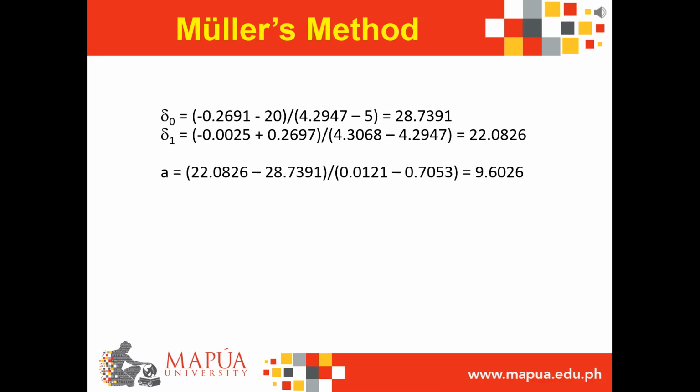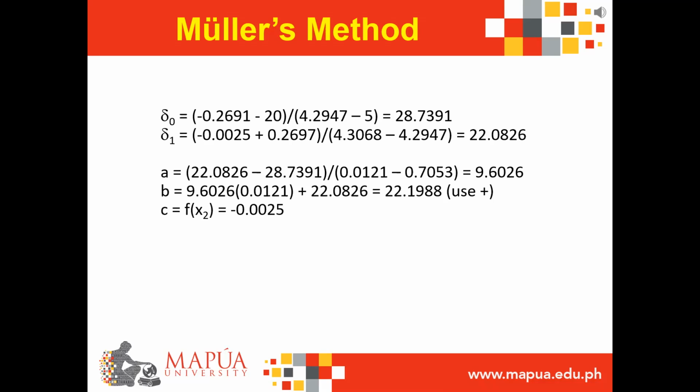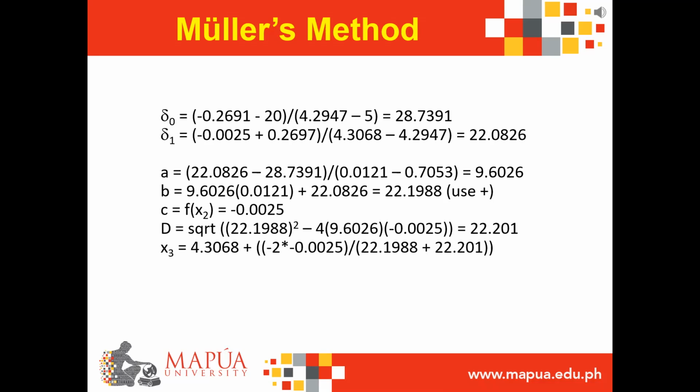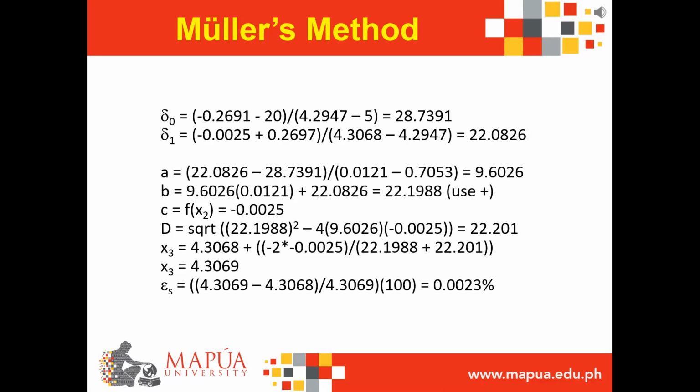A equal to 9.6026, B equal to 22.1988, and then it's a positive, therefore we use plus again. C equal to fx2, which turns out to be negative 0.0025, and your D turns out to have a value of 22.201 based from this solution. So we can now compute for x3 to be like this, and the root value equal to 4.3069. If we calculate for the error now is 0.0023%, satisfying our terminating condition, stating that the root for this given particular function is equivalent to 4.3069. That covers Muller's method.